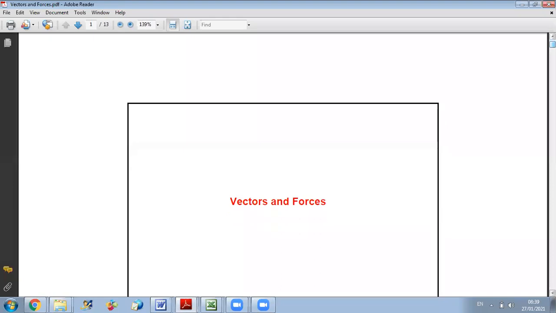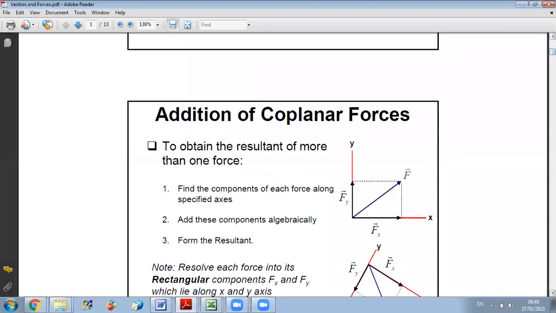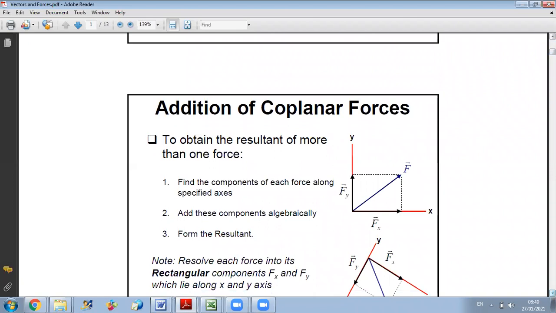Okay. So we will start now with a new chapter, which is vectors and forces. First, we will see how to add forces. We have seen in the previous chapter the geometrical methods to add forces. Now we will introduce the analytical method.